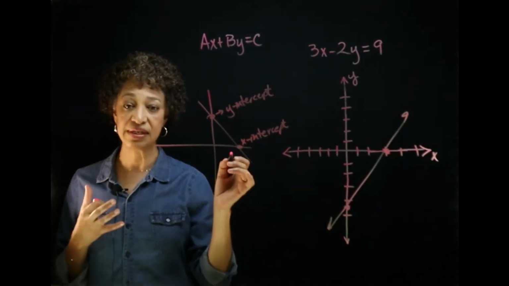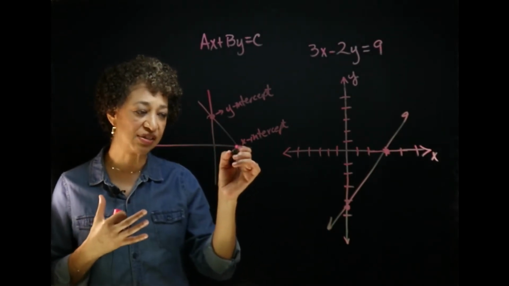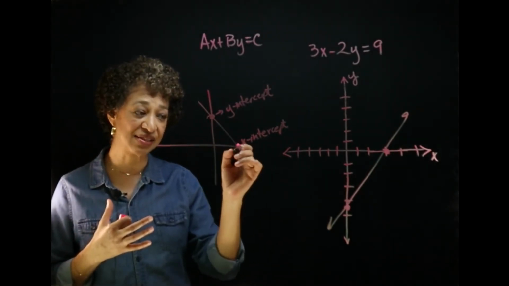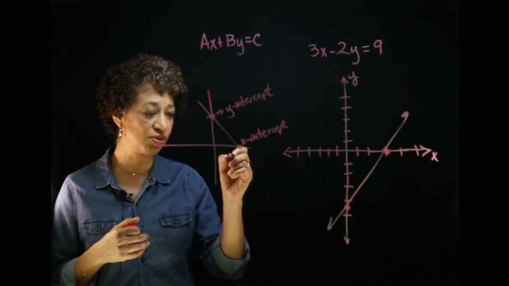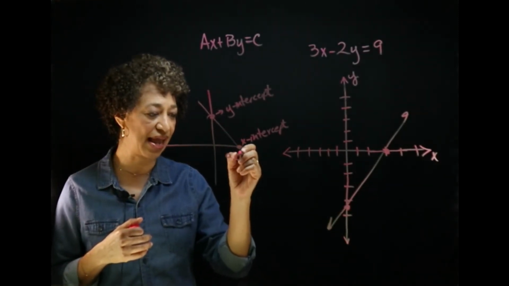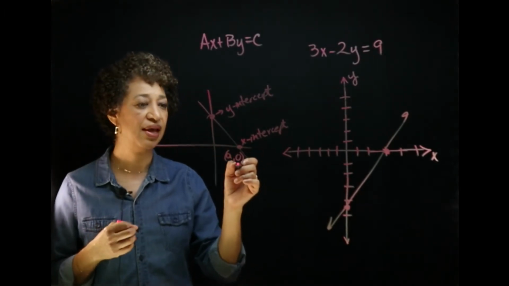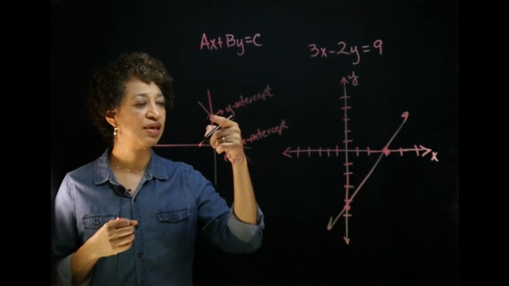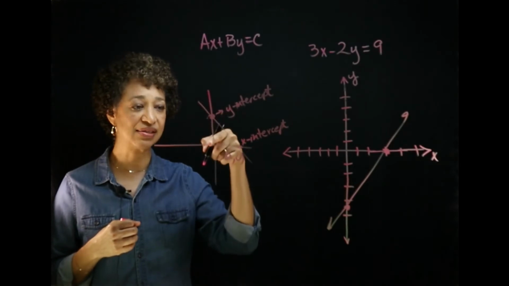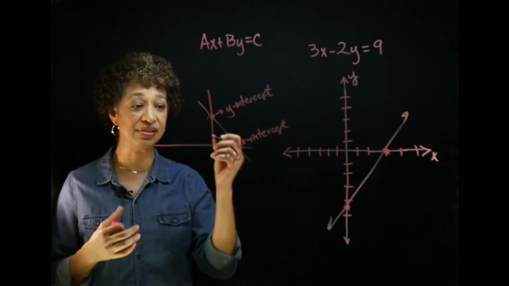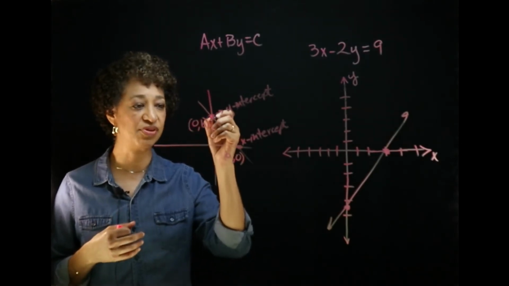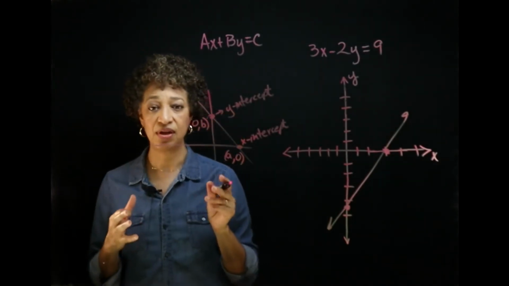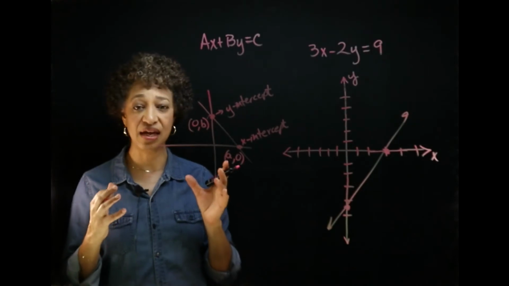Okay? Notice something. The x-intercept, of course, is on the x-axis, so its y-coordinate will be 0, so we can call it something like (a, 0). And similarly, the y-intercept is on the y-axis, so its x-coordinate will be 0, and we can call it something like (0, b), whatever that value is there. Okay, so that is the concept of intercepts.